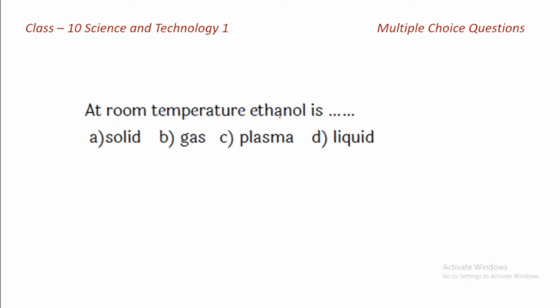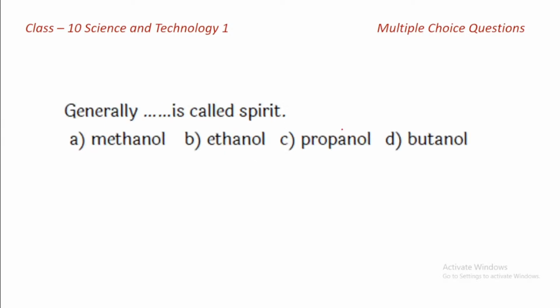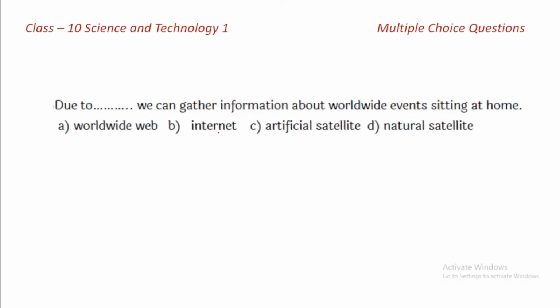At room temperature, ethanol is dot dot. Solid, gas, plasma, or liquid. So option D is the correct answer. At room temperature, ethanol is in liquid form. Generally, dot dot is called spirit. Methanol, ethanol, propanol, or butanol. So ethanol is generally called a spirit. So option B is the correct answer for this question.